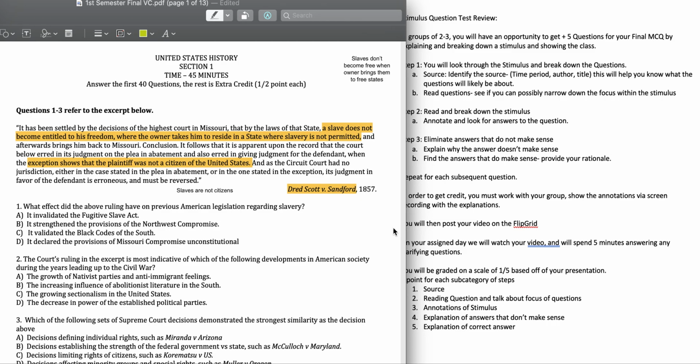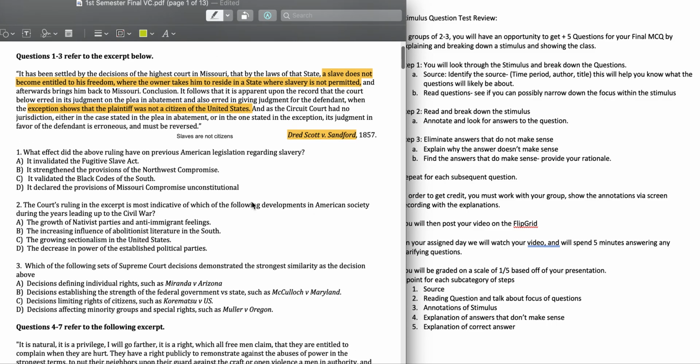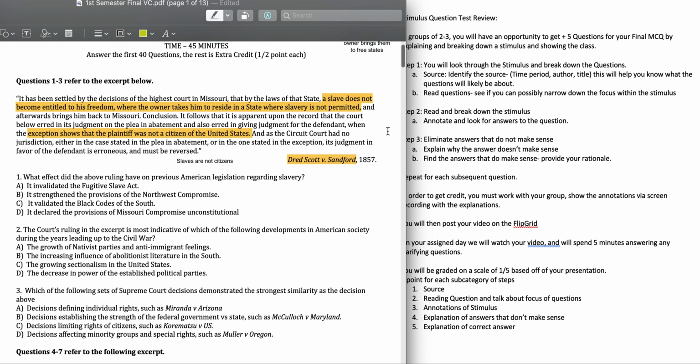Because two reasons. Slaves don't become free when owners bring them to free states. That was the main thing. But also the major thing in Dred Scott versus Sanford is that slaves are not citizens, therefore they cannot sue in court. Okay. Now, I'm going to now go into these questions. I feel like I have a good understanding of this.